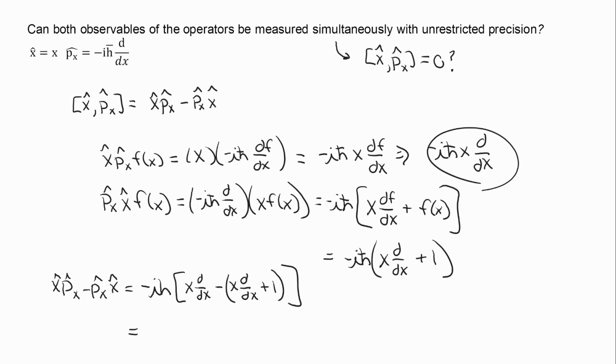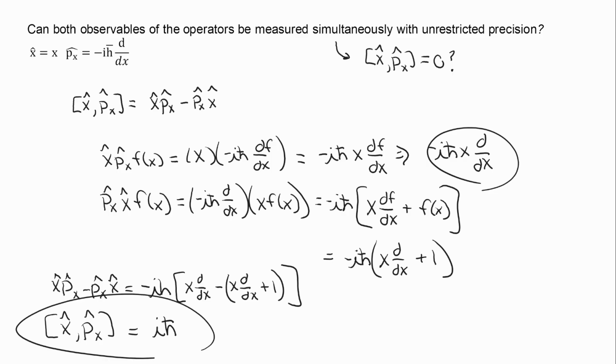And so when we cancel out our x d over dx, because they're two of the same terms, we end up getting that the commutator of x and p is just equal to i h bar. So we have a negative 1 out here that ends up making the front term positive. So this has a non-zero commutator, which means the answer is no.